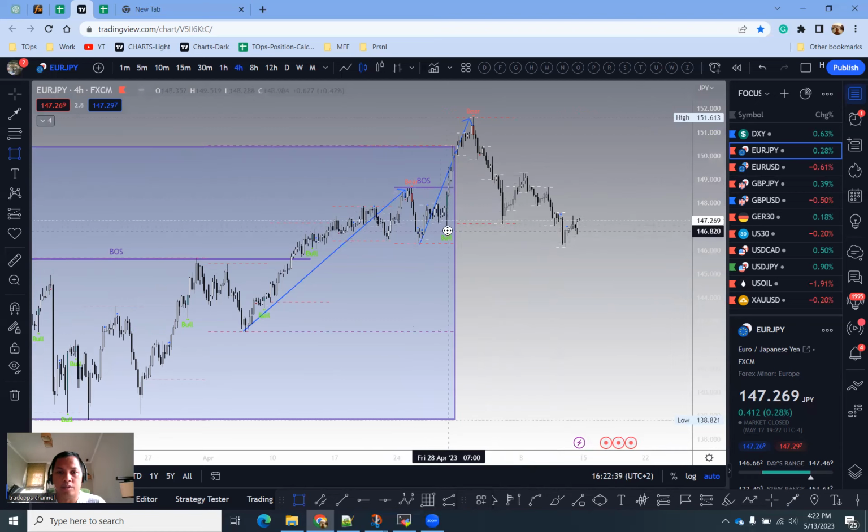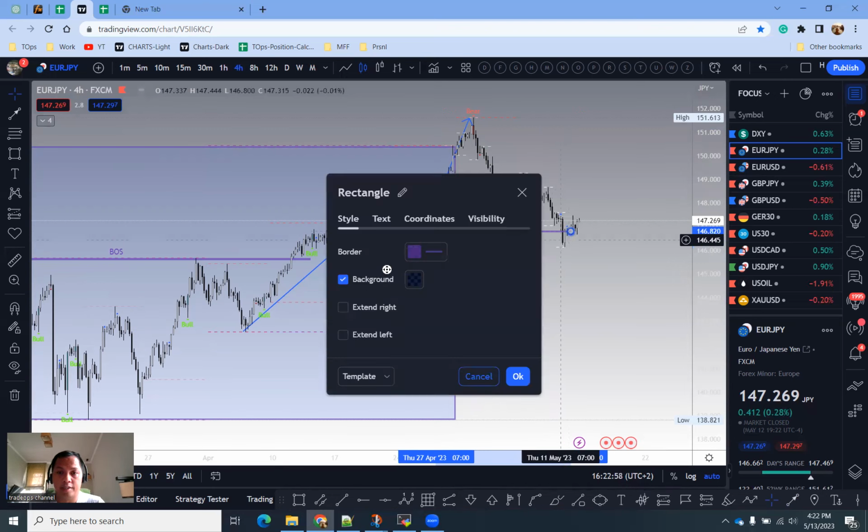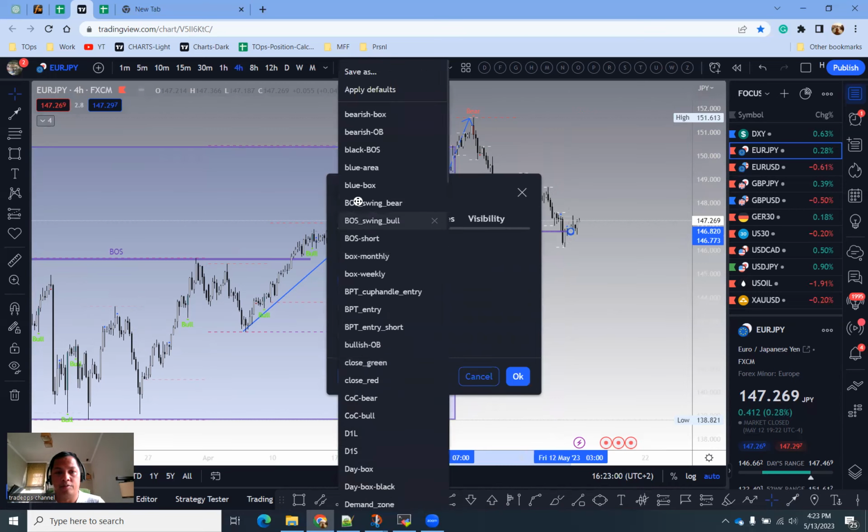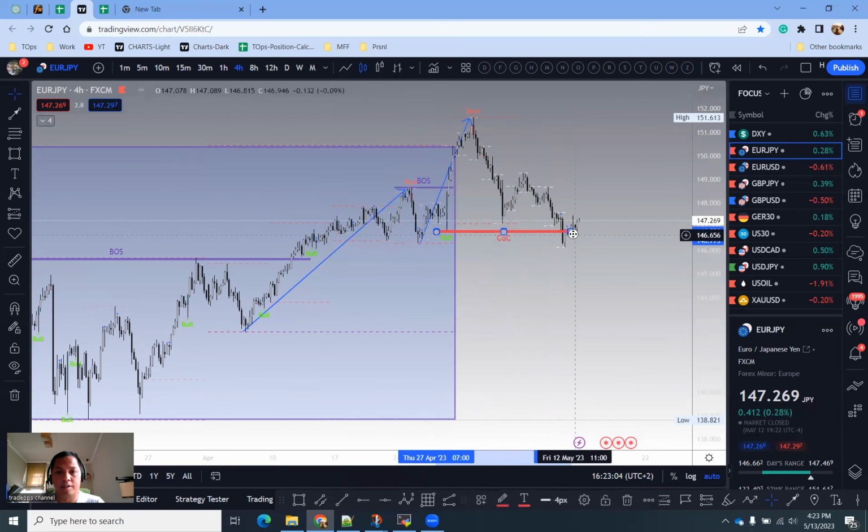kung itong point na yan, which this is the origin of the price that breaks the market structure. That's first sign. Kapag ma-break yan, with the candle closing below this line, that's an indication of a change of character. And then I use this COC bear to indicate change of character to the downside.